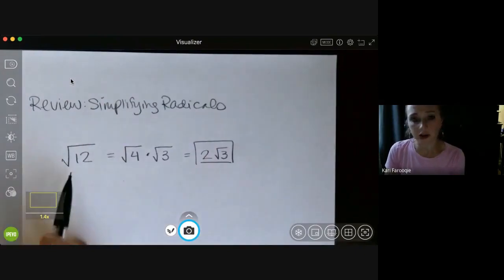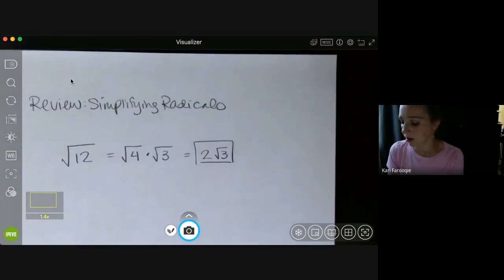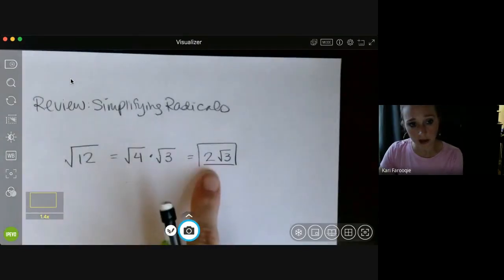If you enter an answer like the square root of 12, you're not going to get counted points for it. It's going to give you the canned feedback. Make sure you're simplifying that.